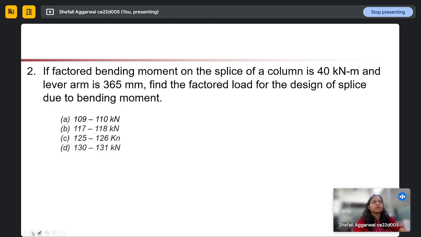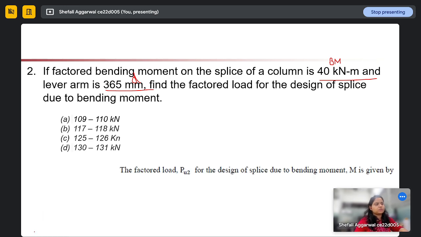The next question. If factored bending moment on the splice of column is 40 kilonewton meter, lever arm is given as 365 mm. Find the factored load for the design of splice due to bending moment. Can you calculate it? That was a direct formula given in the design consideration.